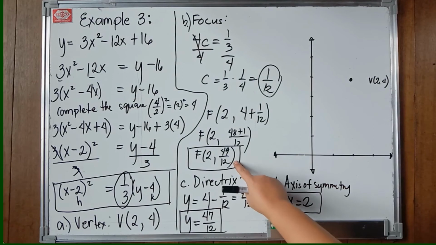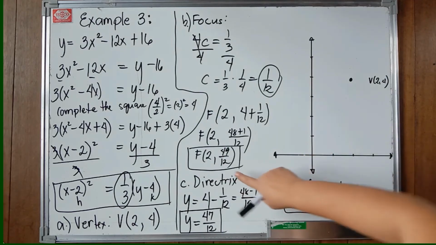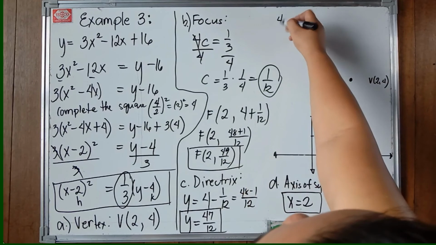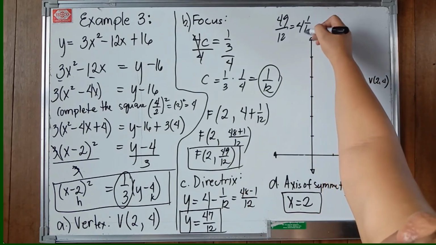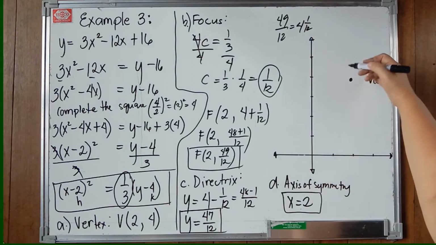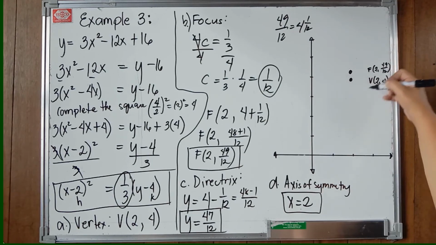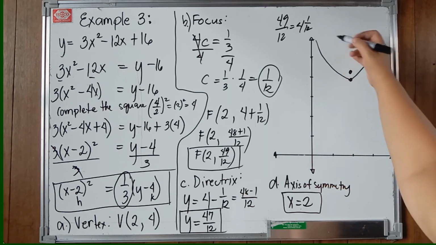Next, our focus is 49 over 12. 49 over 12 is also equivalent to 4 and 1 over 12. So that is our focus: 2 and 49 over 12. So our parabola opens upward.